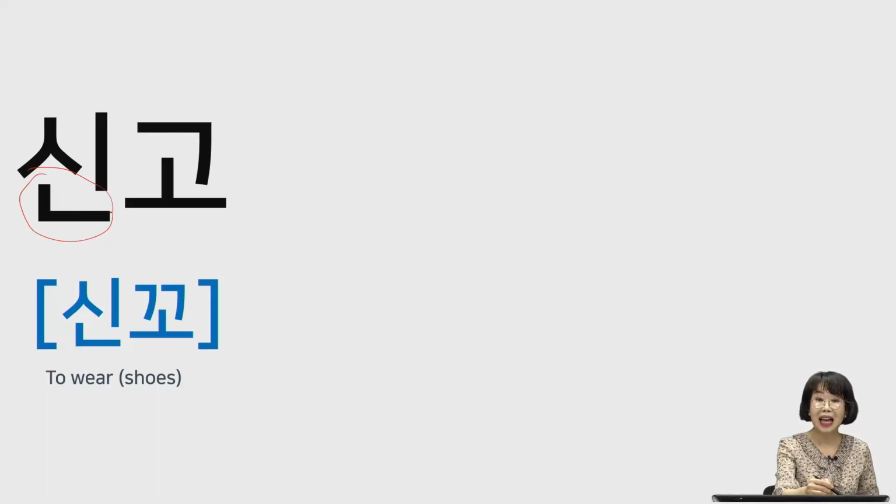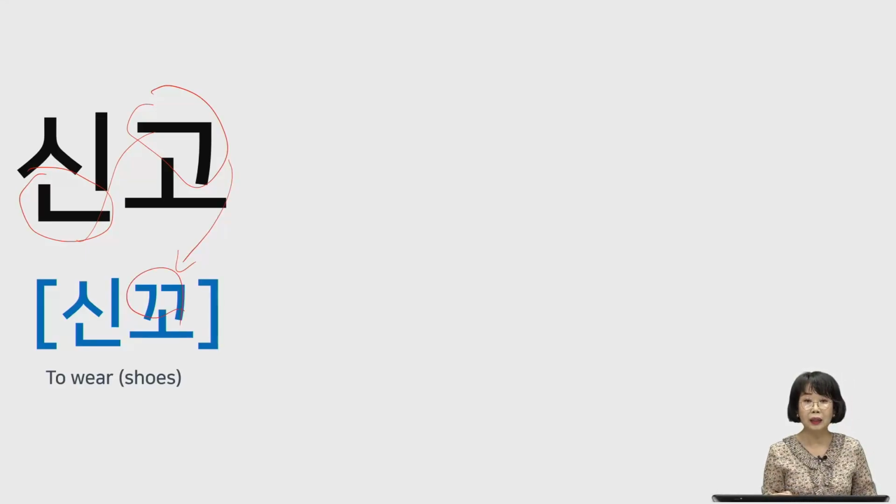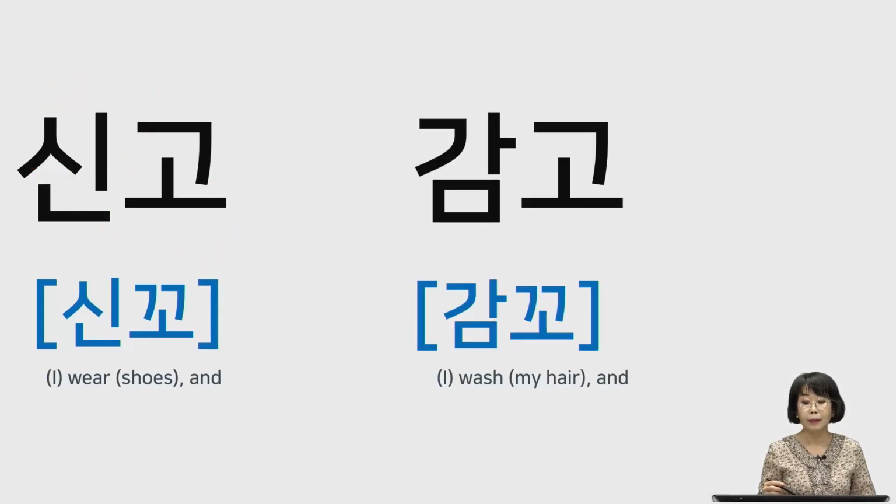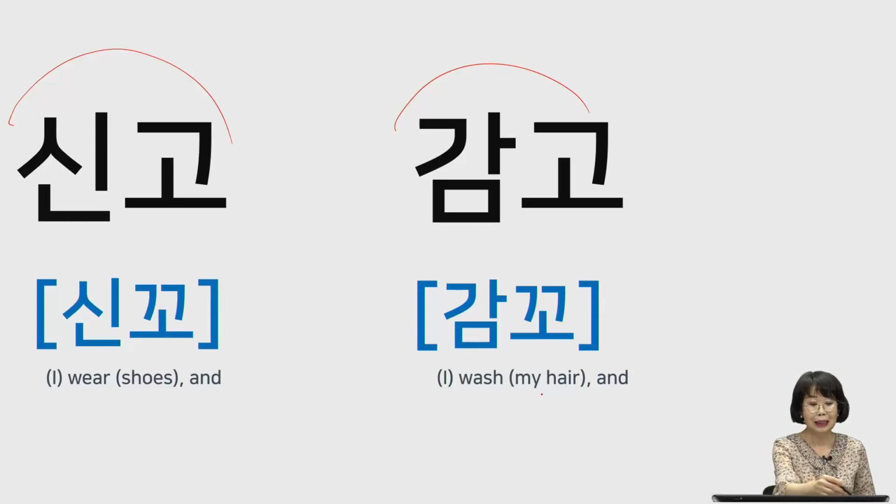ㄴ sound is the last consonant in the stem part. It affects ㄱ, and ㄱ changes to ㄲ sound. From plain to tense sound. 신고. 감고. 신고. 감고. Actually, 감다 has many meanings. One of them is to roll up, and to wash my hair. 신고. 감고.